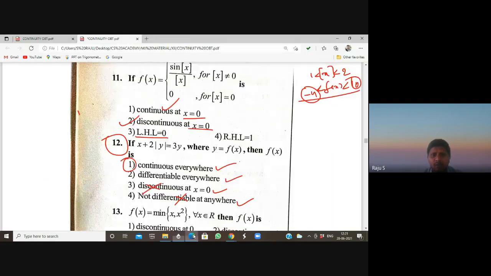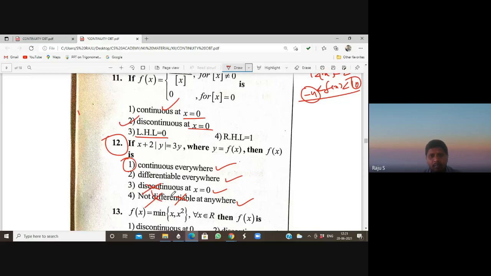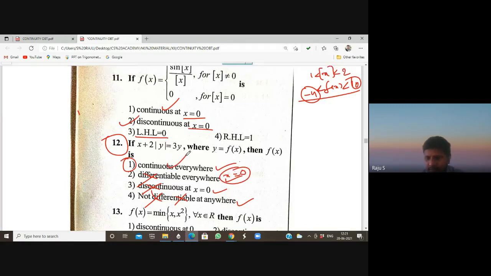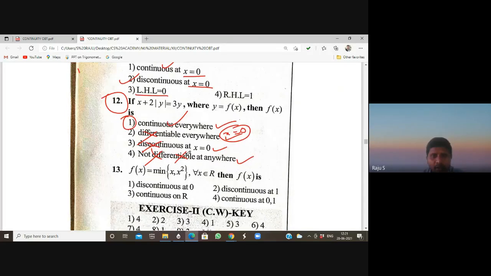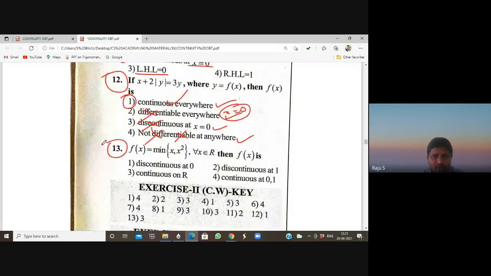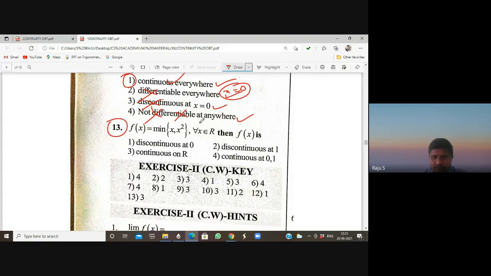So that fourth option is wrong. And the second option is wrong because it is not differentiable at 0. So continuous everywhere, that is the right answer. Okay, now question number 13. They are asking the minimum of x comma x square. Simple question. Question number 13.